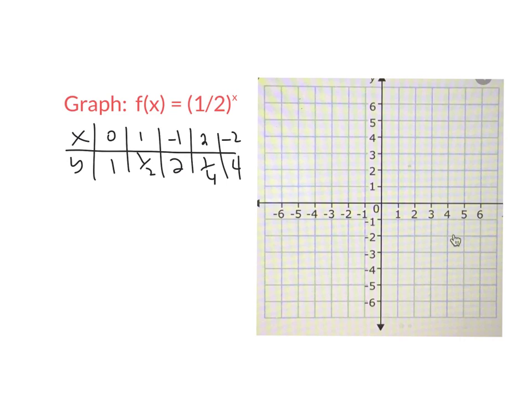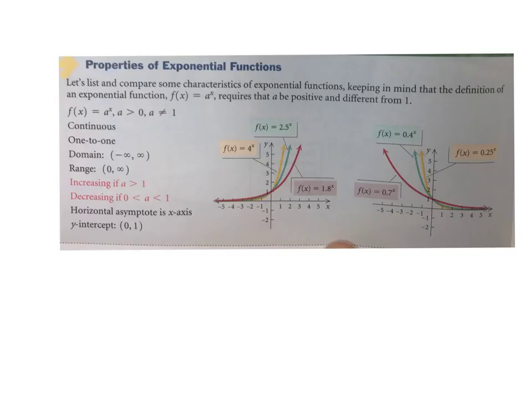So 0, 1 is right here. 1, 1/2 is right there. -1, 2 up here. 2, 1/4, getting closer. -2, 4 way up here. So that graph is going this direction. Same kind of curve, going just the opposite direction. Notice it's decreasing as you go left to right. So when this number right here is less than 1, it's called exponential decay, which means this graph is decreasing. On the last slide, it went the other way. It was bigger than 1. It was exponential growth.